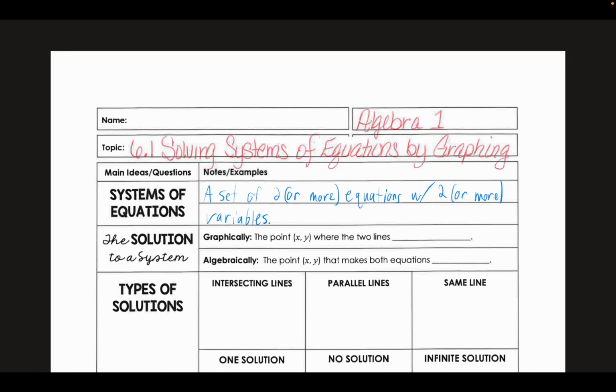Welcome everybody to Algebra 1, Section 6.1, Solving Systems of Equations by Graphing.